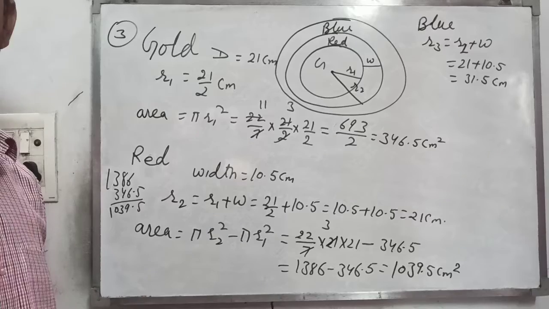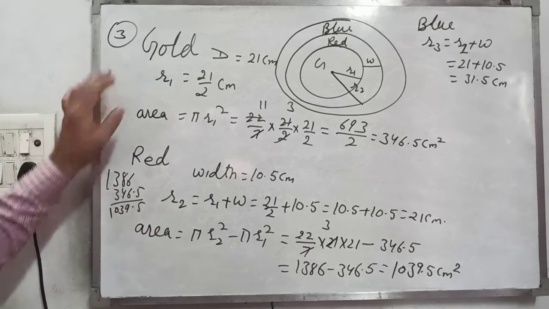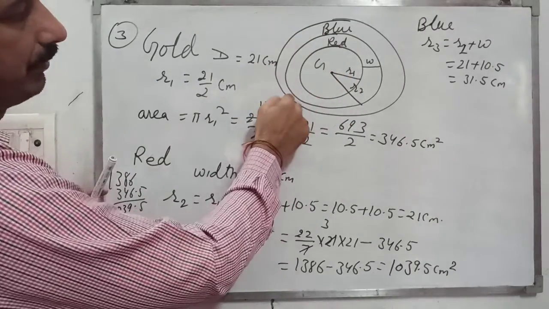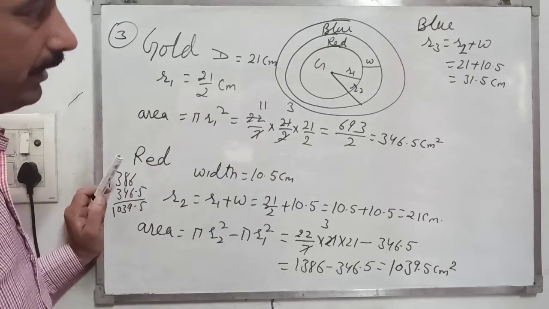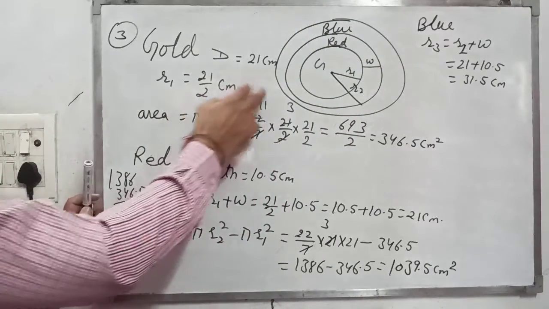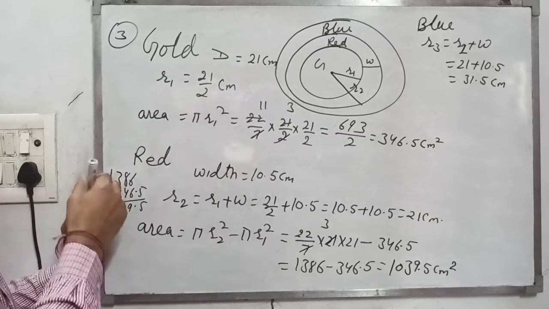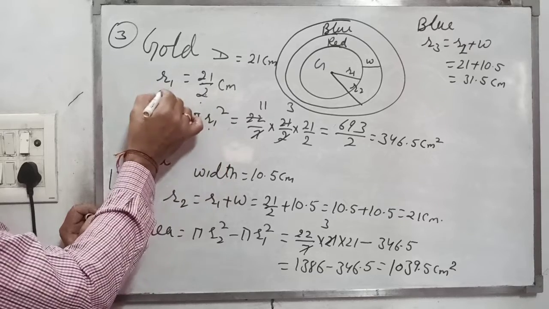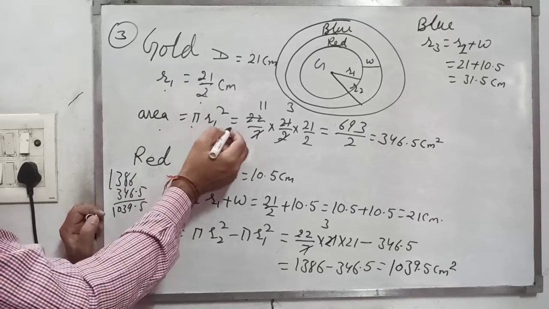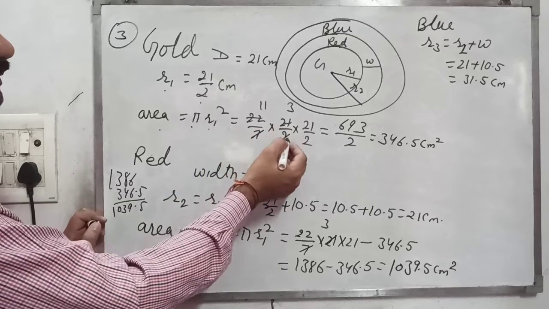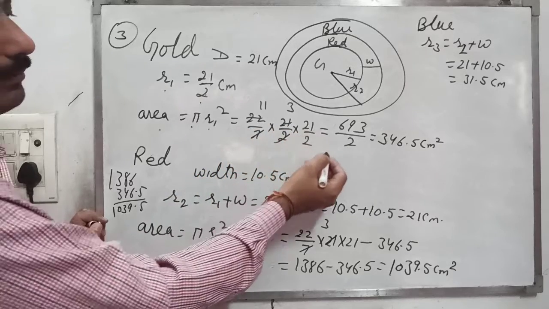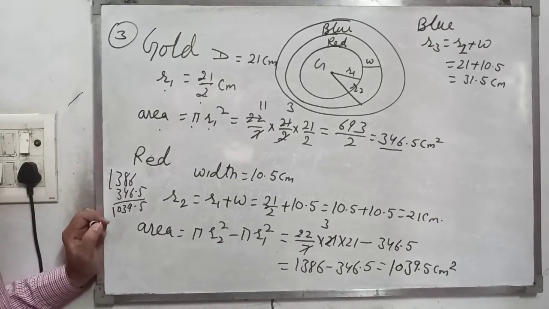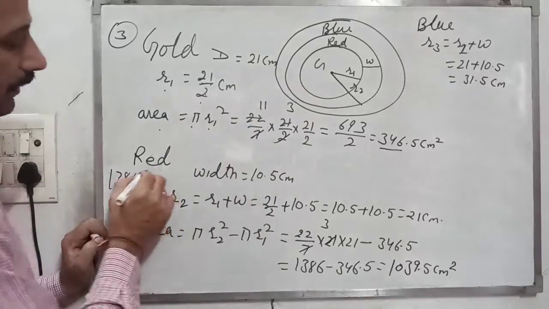Right? Now come to the next question, question number third. We want to find the area of the gold part, the red part, the blue part, and similarly the next black part and then the white part. So the diameter of the gold part is given as 21, and the radius becomes 21 upon 2. So area is pi r1 square, which is 22 upon 7 times 21 upon 2 times 21 upon 2. You can solve it, you find 346.5 centimeter square.